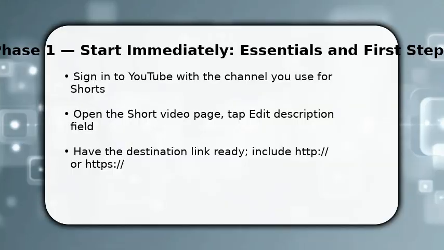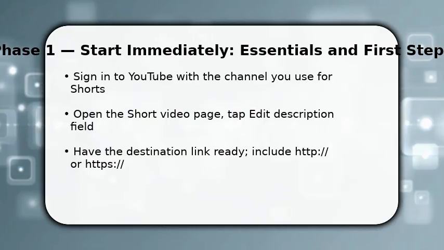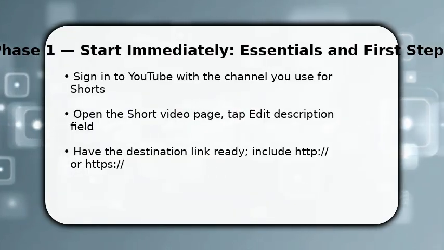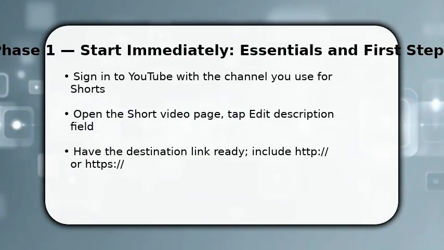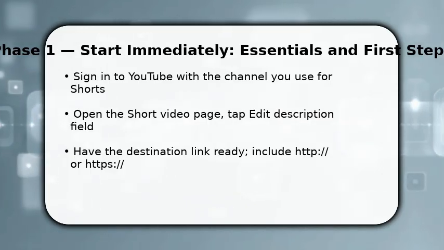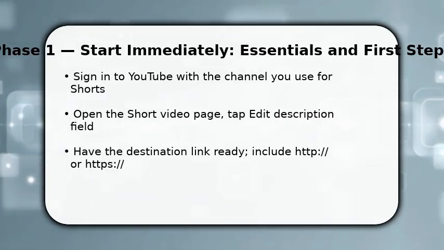Enjoy the video. You start by signing into the YouTube account that hosts the short. Once signed in, open the short and tap the three dots or edit icon to reveal the description field. This is where you add a clickable link.